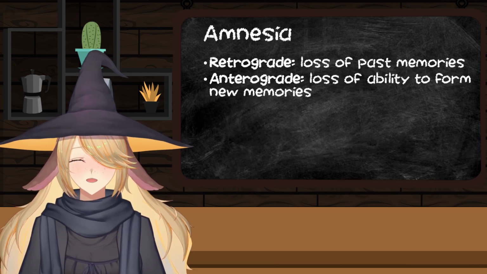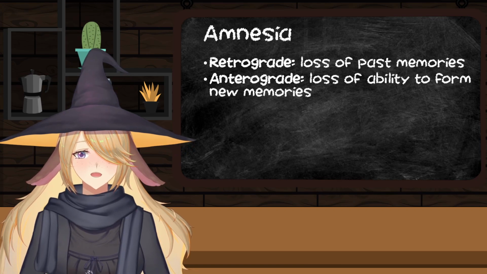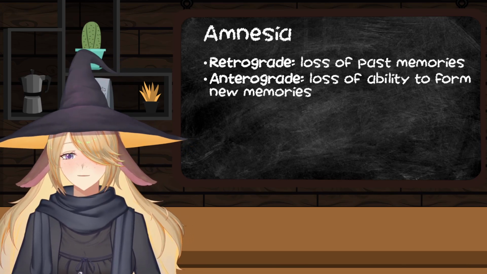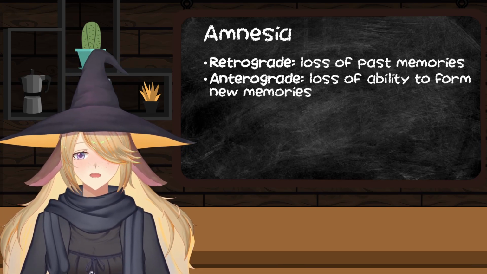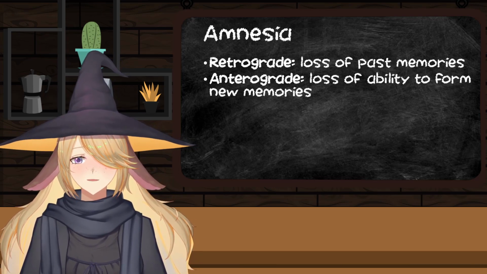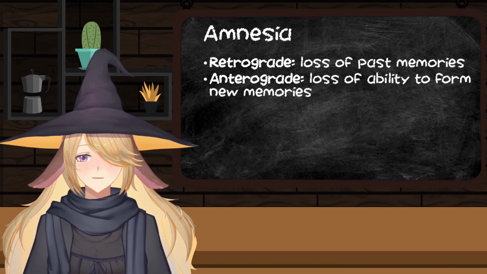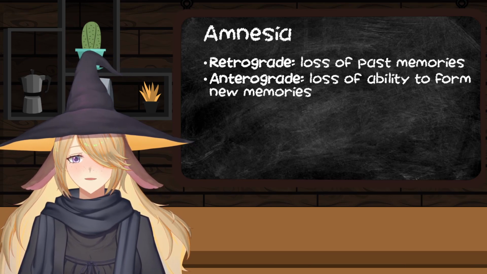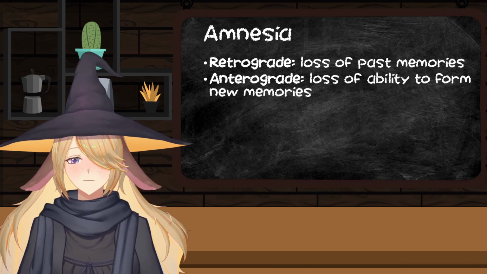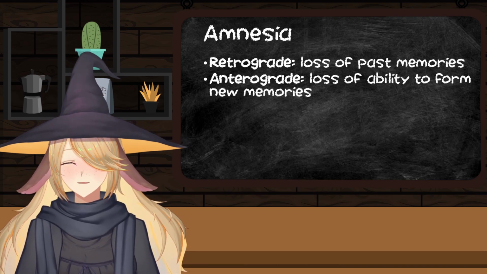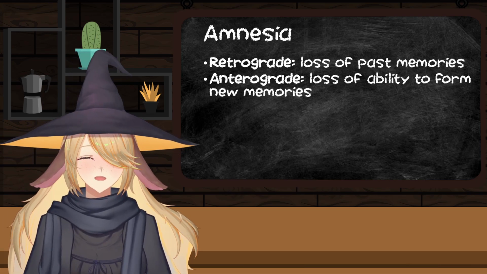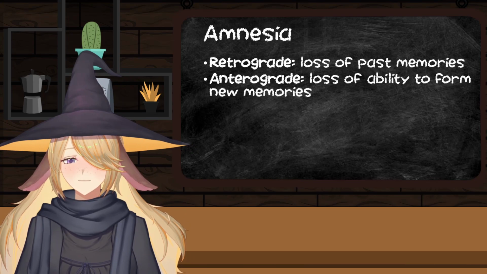Now, amnesia. How do we explain amnesia? So again, in the case of HM and also the plot of 50 First Dates, amnesia of that particular caliber, we're going to call that anterograde amnesia, which is the loss of the ability to form new memories. There is also retrograde amnesia, which is the loss of past memories. Now, total amnesia has been very sensationalized. It's not a particularly common point.